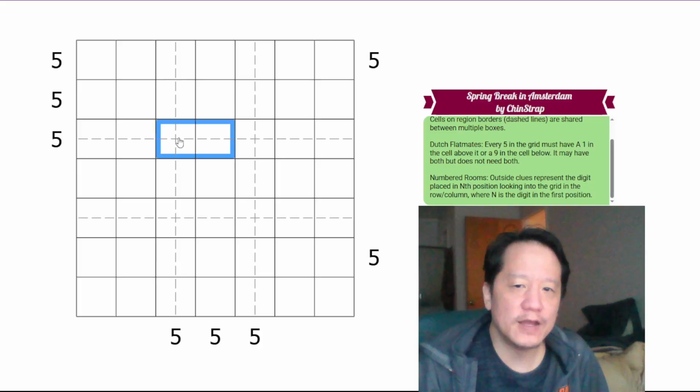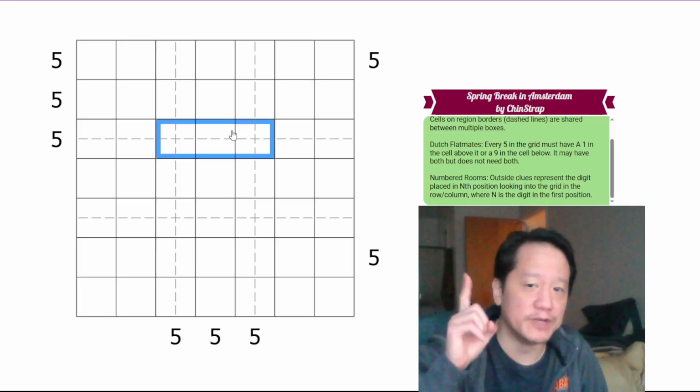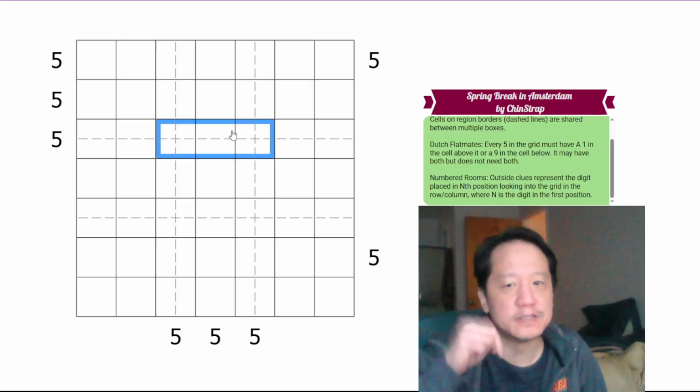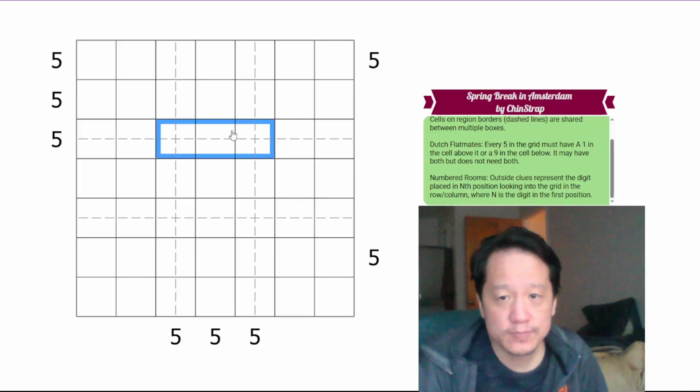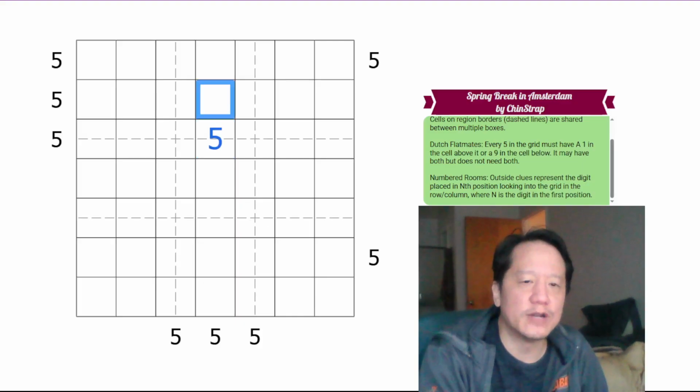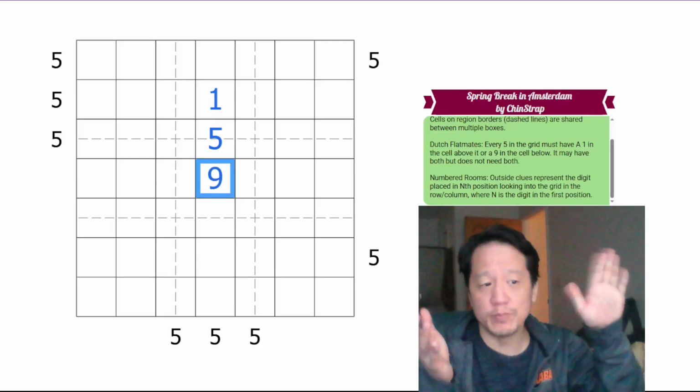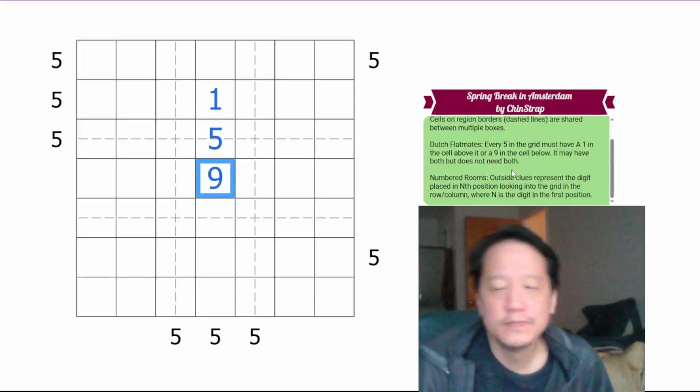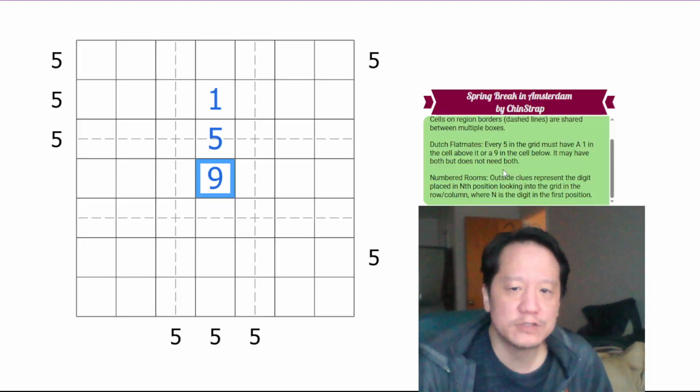We have Dutch flatmates, where every 5 in the grid must have a 1 in the cell above it or a 9 in the cell below it. It may have both, but it does not need both. So say there was a 5 here, that would mean there would have to be a 1 above it or a 9 below it, and it could have both, but it doesn't need both. And that's an example of how Dutch flatmates work.